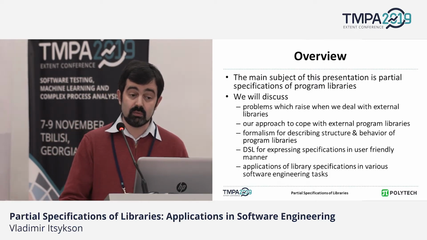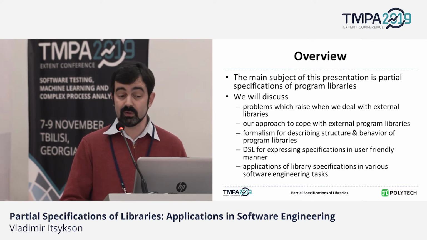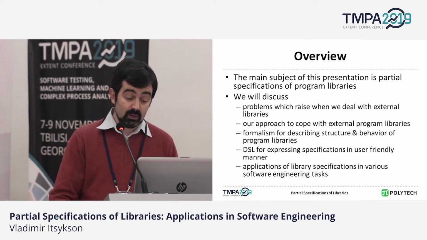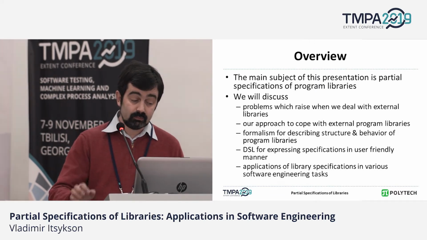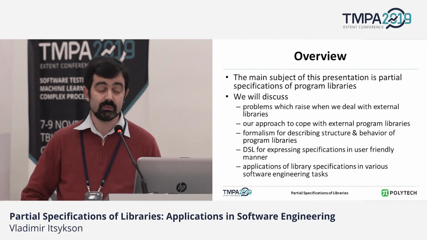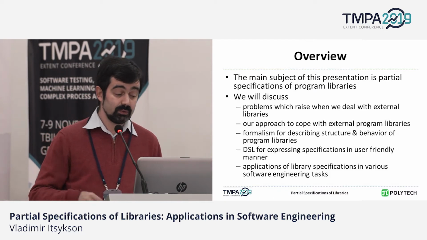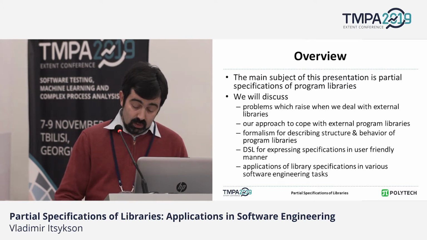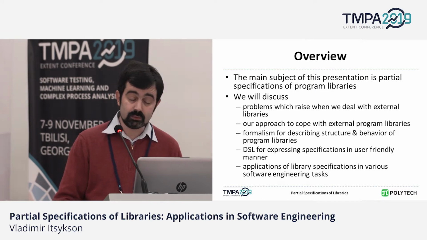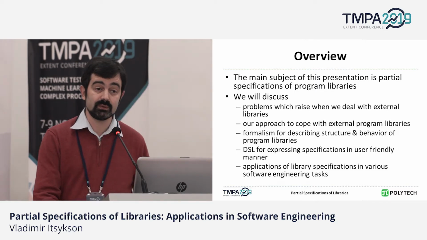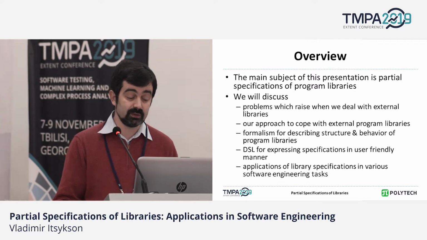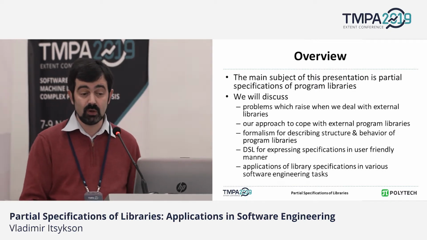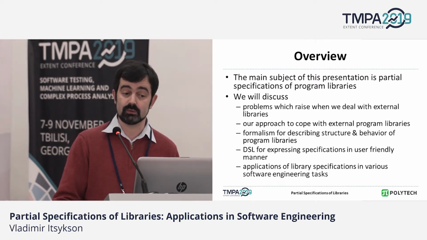The main subject of my talk is software library and formal specification of software library. During the presentation, we will discuss several terms. They are depicted on this slide. We will discuss a problem of using external libraries. I will describe our approach to cope with some problems with external libraries. Also, I will present a formalism for describing structure and behavior of program libraries, our DSL for expressing a library specification, and also we will discuss several applications of our approach to software engineering.